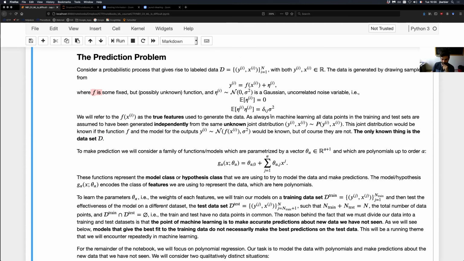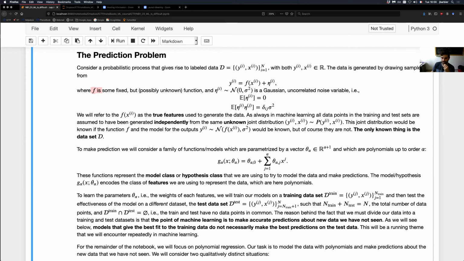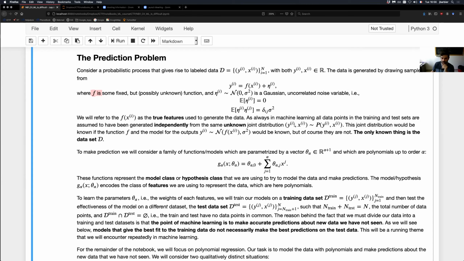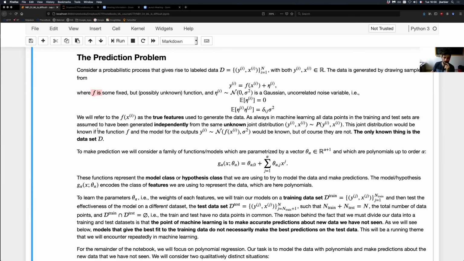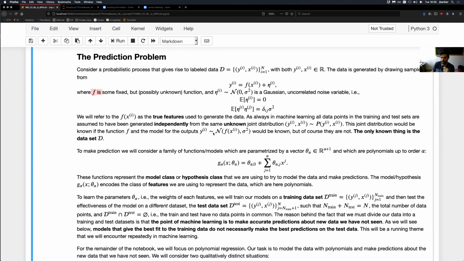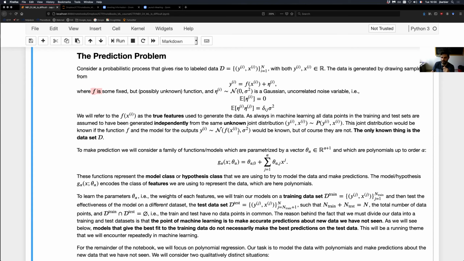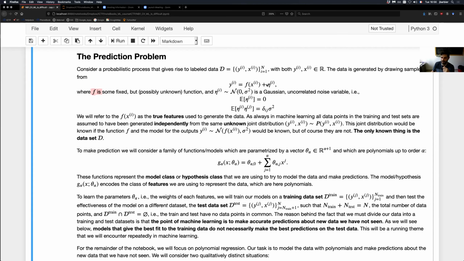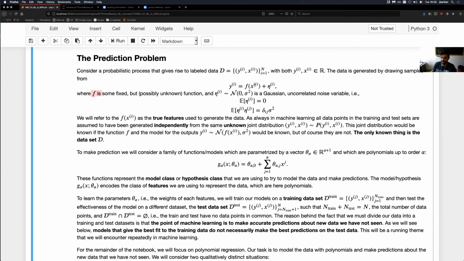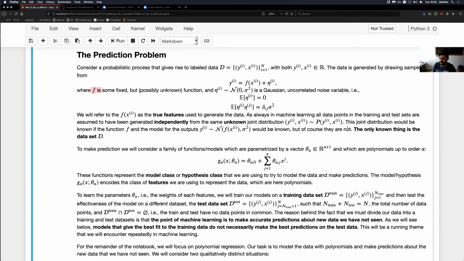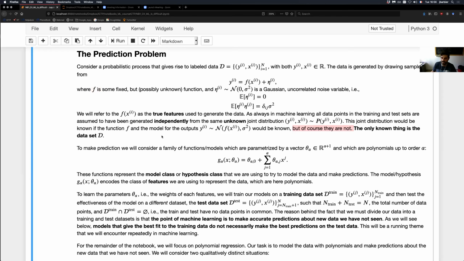As always in machine learning, all data points in the training and test sets are assumed to have been generated independently from the same unknown joint distribution. This is what I said before. This joint distribution would be known if we knew the function f and the model of the outputs, which, conditionally on f of x, are Gaussian random variables because we have additive Gaussian noise. If we knew this form, we would know this joint distribution. There would be no task to solve. But of course, all that is unknown. The only thing that we know is the data set.